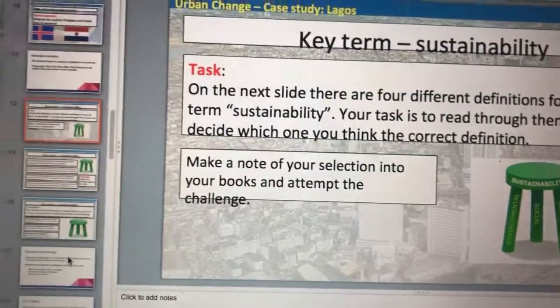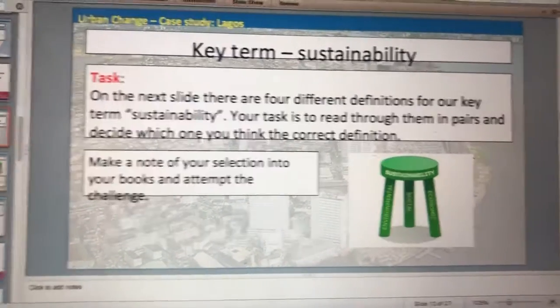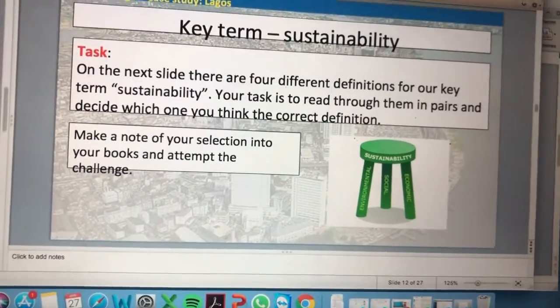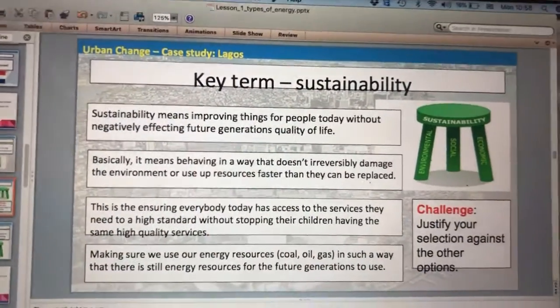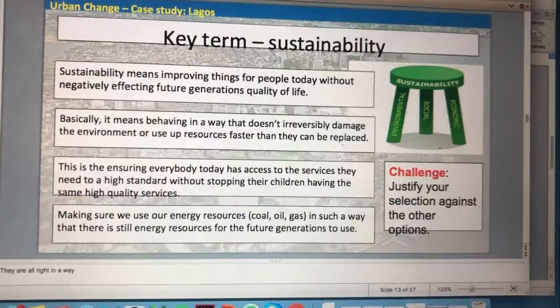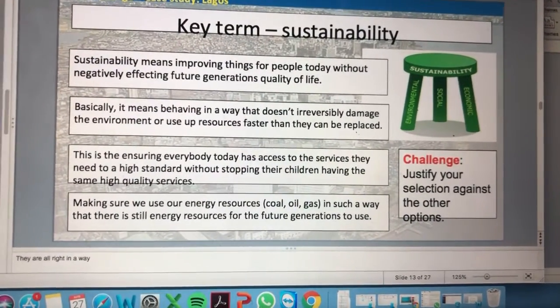But first, while we're reviewing all of this, we need this idea. This is a seriously key term, it stretches across pretty much all of geography here. Is this idea of sustainability, okay? And the definition of sustainability, so please copy this down, is improving things for people today without negatively affecting future generations' quality of life, okay?